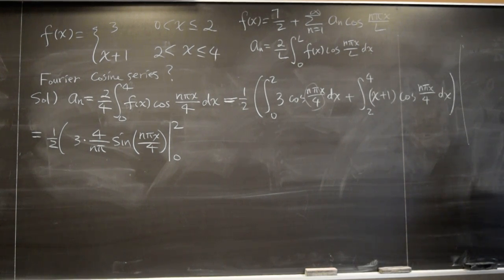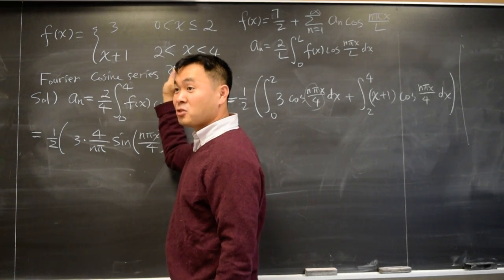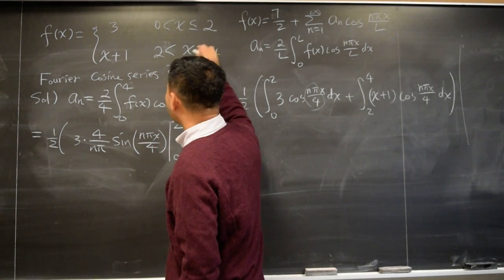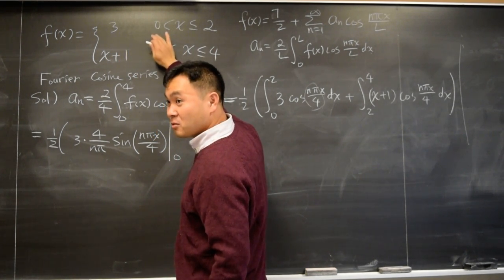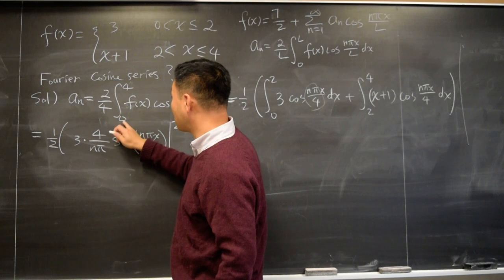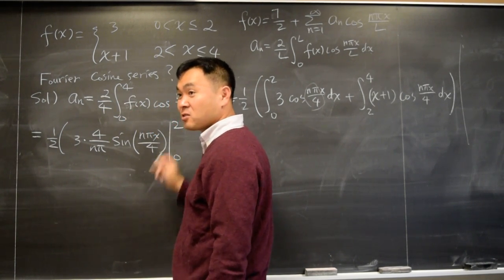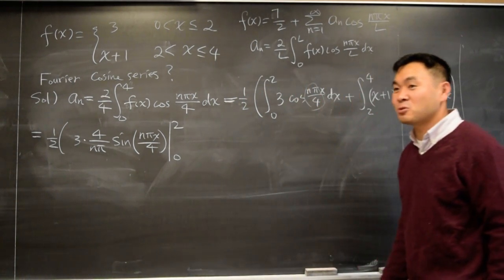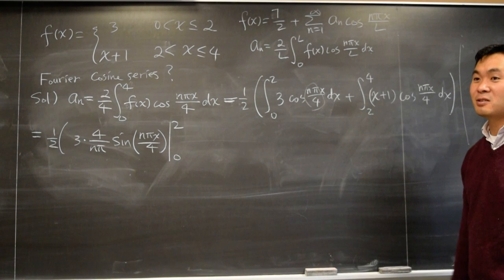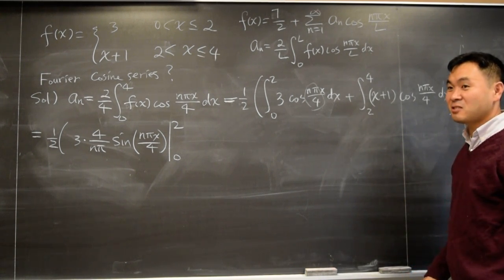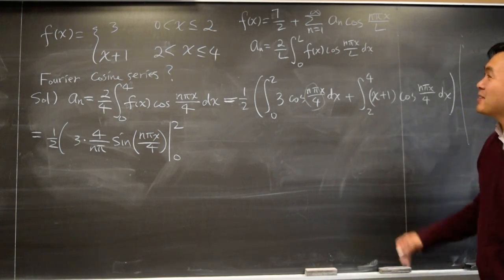Okay? I mean, if the question was, find the Fourier cosine series of this function over the interval 0 to 2, then you would completely ignore this one and just find the Fourier series of this one from 0 to 2. So it'll be 2 over 2, 0 to 2, 3 cosine n pi x over 2 dx. But why would you do that if the function is given up till 4? Make sense? Okay. All right.